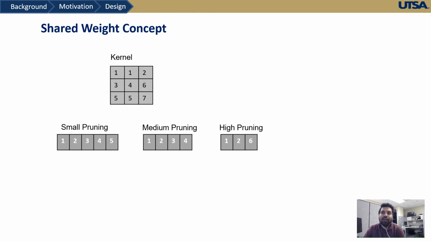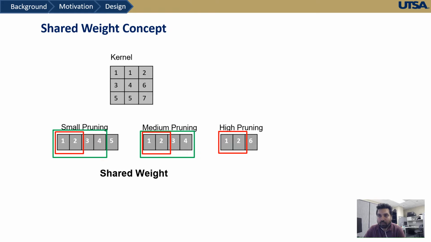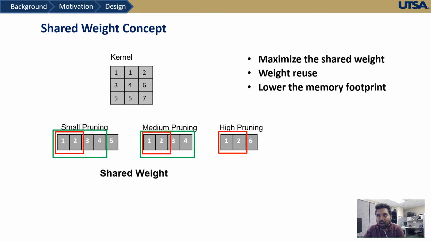Now, if we look at the remaining weights after several levels of pruning, we can see that some information can be shared. In this research, we will apply several levels of pruning to generate different sizes of model, which will run under different energy or power availability. Our goal is to maximize the shared weight among these models so that multiple models can fit in a resource-constrained energy harvesting device, and the weight can be reused while lowering the memory footprint.